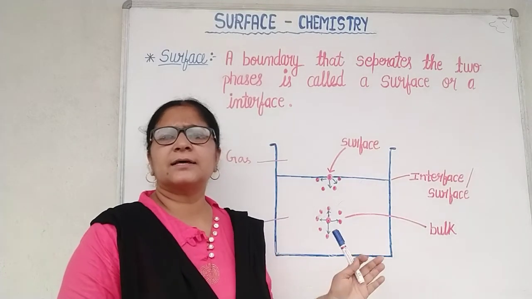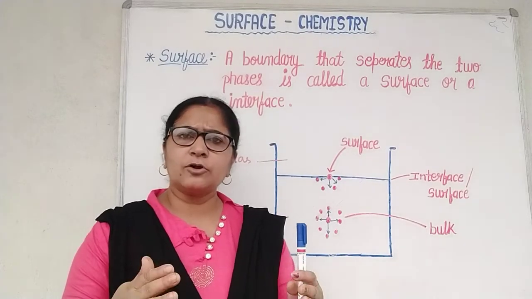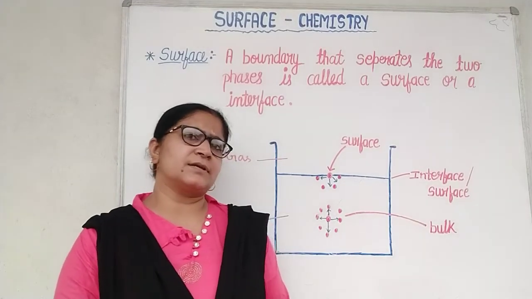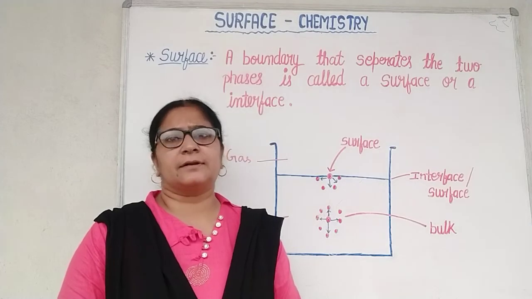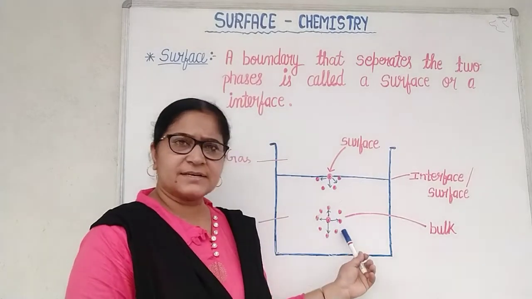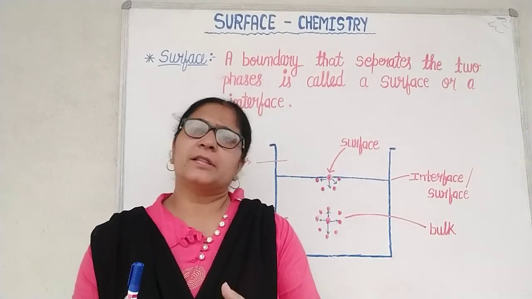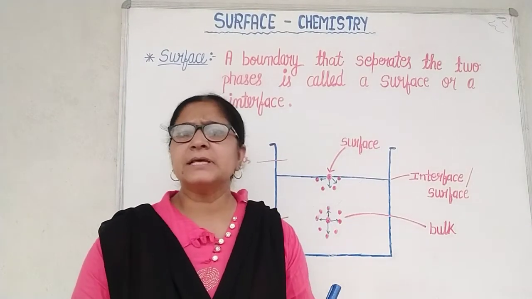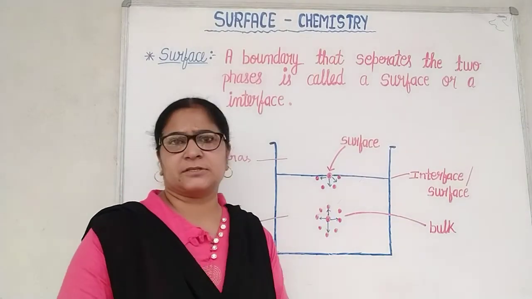So these are the other particles. They are surrounded by this one, and obviously they will have a certain force of attraction with each other. And that is the reason that a kind of uniform force of attraction is being observed whenever the particle is present in the bulk, and it is in multiple directions, right?